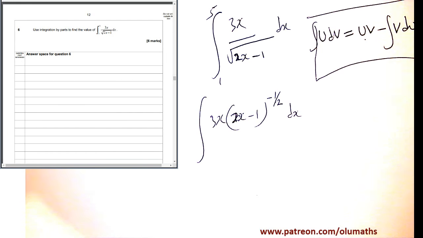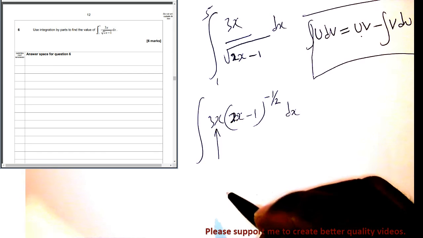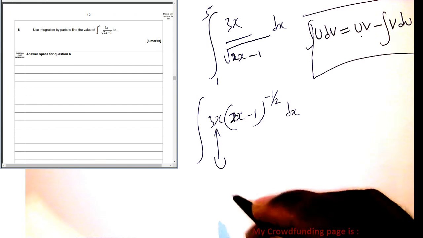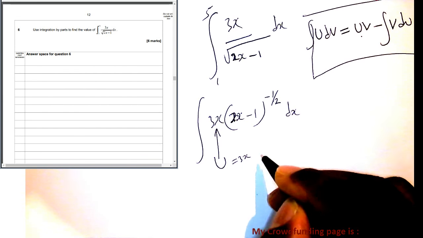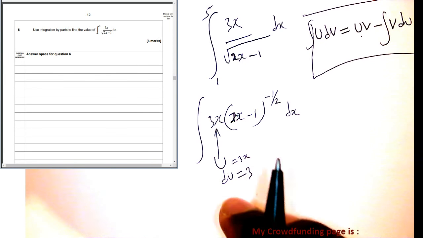Let the part that can be differentiated to become simple be your u. And the part that cannot be differentiated to become easy, let that one be your dv. This is the part that can be easily differentiated and it will get simpler, so let that be u. So if u equals 3x, I'm happy to say du would be 3. And that means the question will become simpler.